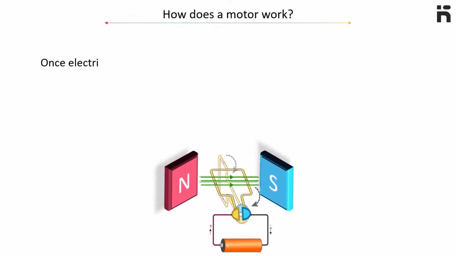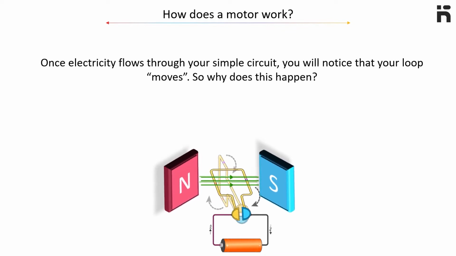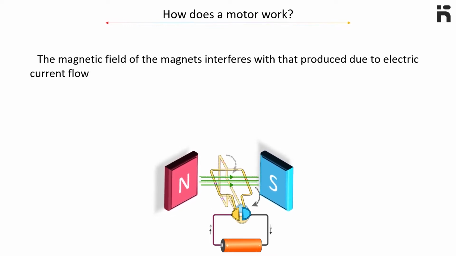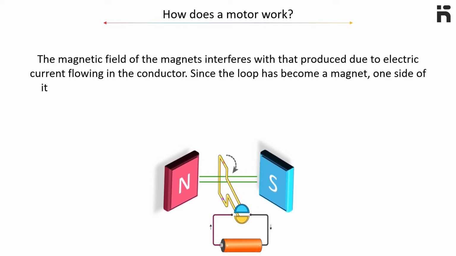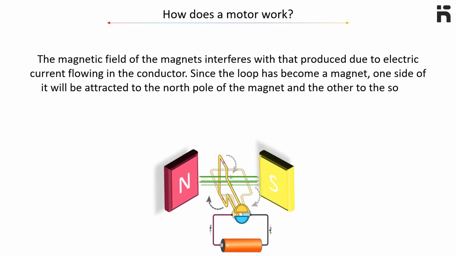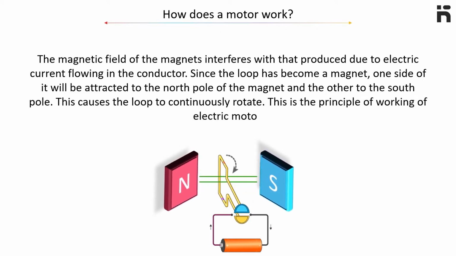Once electricity flows through your simple circuit, you will notice that your loop moves. And why does this happen? The magnetic field of the magnets interferes with that produced due to electric current flowing in the conductor. Since the loop has become a magnet, one side of it will be attracted to the north pole of the magnet and the other to the south pole. This causes the loop to continuously rotate. This is the principle of the working of an electric motor.